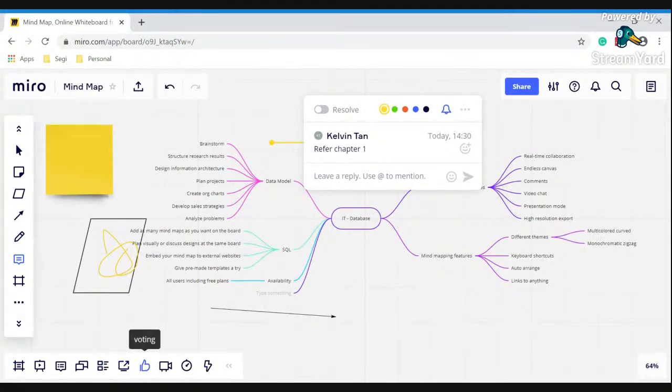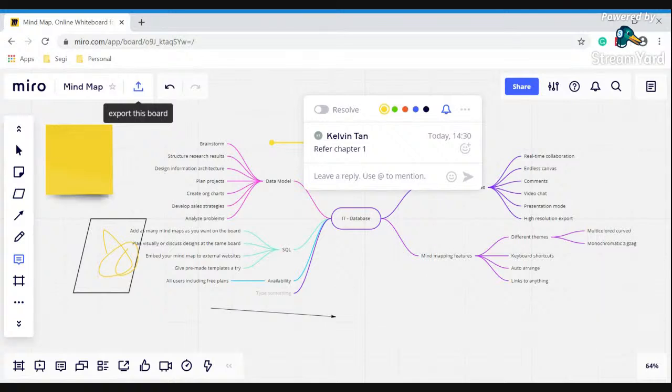Then you can also let your friends vote on it. You can just combine it as a video chat. Okay, you can put a timer and so on. So this software is quite useful for you. Okay, you can also do something for this.